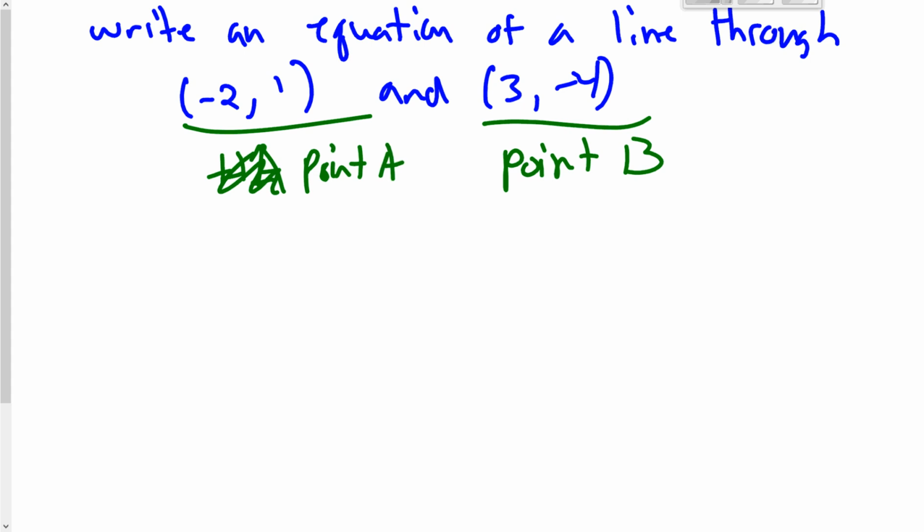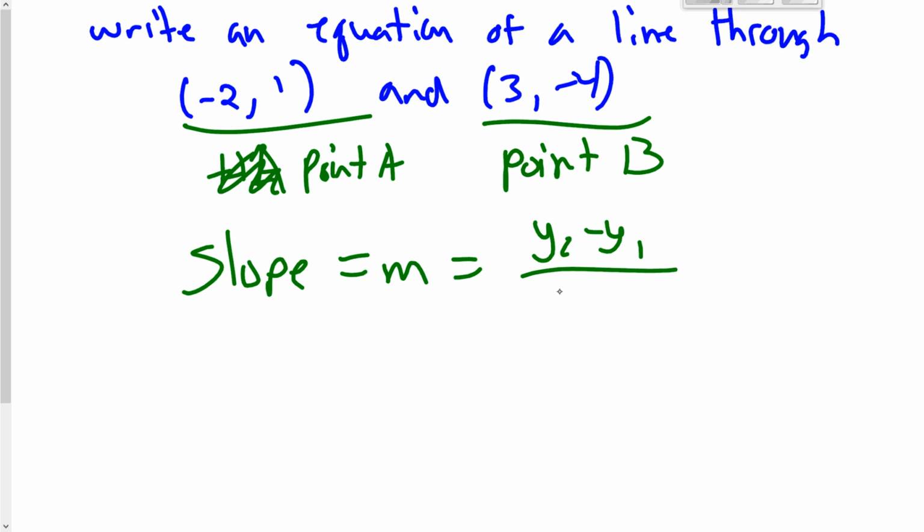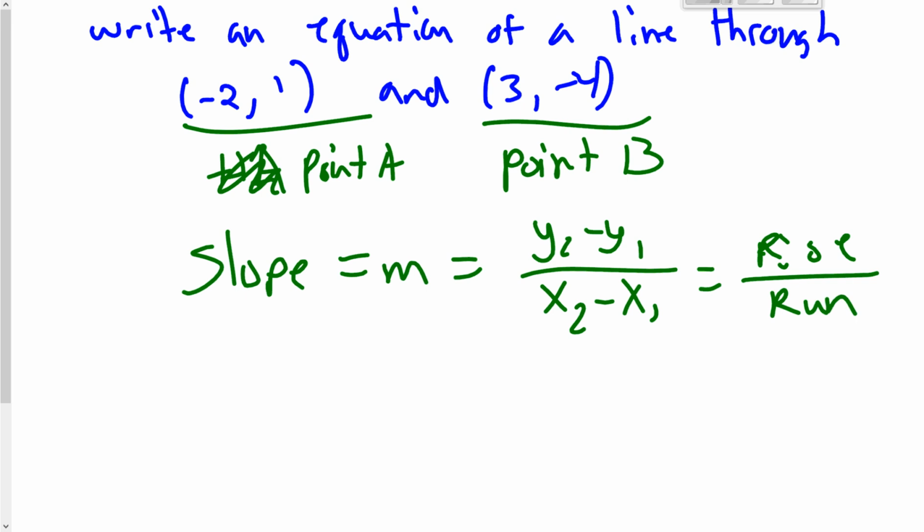So it doesn't matter which point I use. But I need a slope. Well, how do I find the slope between two lines? Isn't that my rise over run? So my slope, which is m, would be the difference of my y's, y2 minus y1 over the difference of my x's, right? I rise with my y's, and I run from my x's, rise, run.